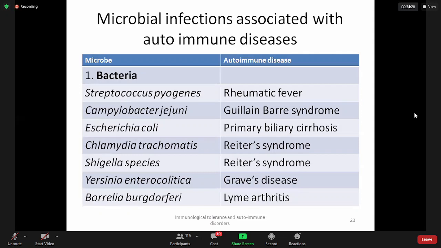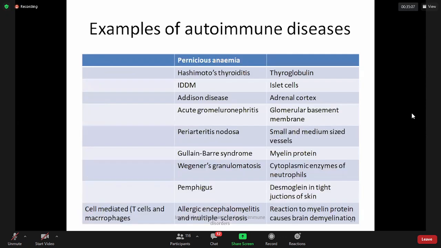Yersinia enterocolitica has been associated with Graves' disease because these individuals will have antibodies against thyroglobulins, and then you end up with the abnormal production of T3 and T4, which will present as Graves' disease. Borrelia burgdorferi is associated with Lyme arthritis. So you can say that exposure to organisms is actually more linked to autoimmune conditions than even having genetic predisposition. So our genetics will play a role, but exposure to organisms is a very, very important factor.